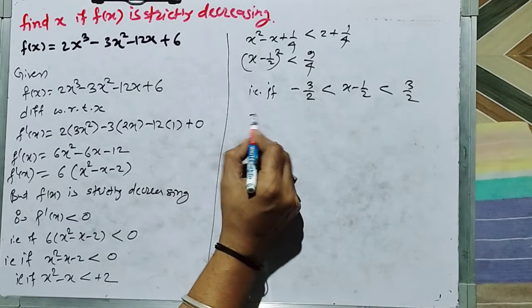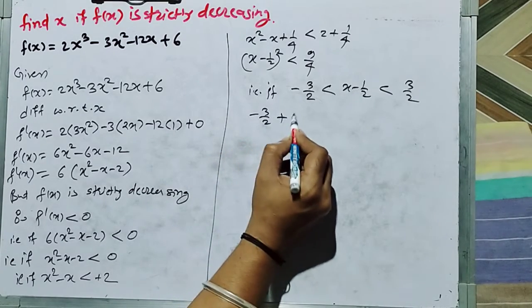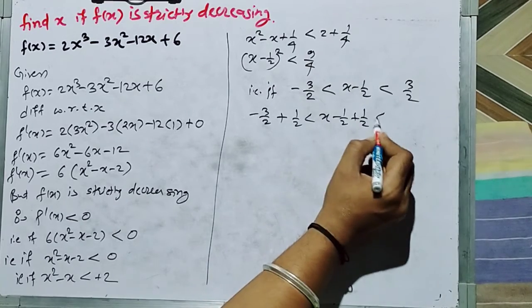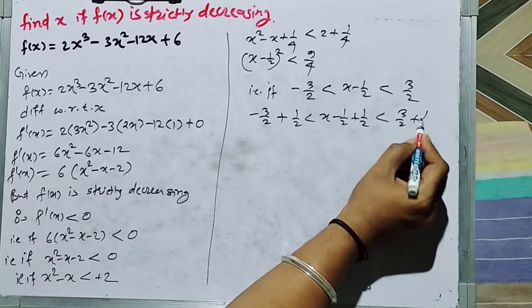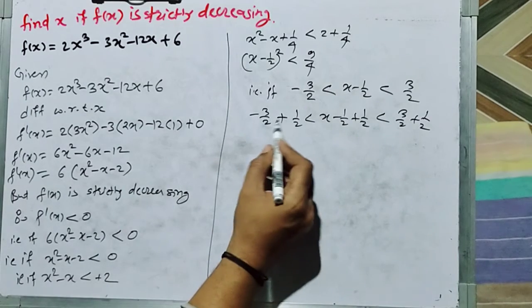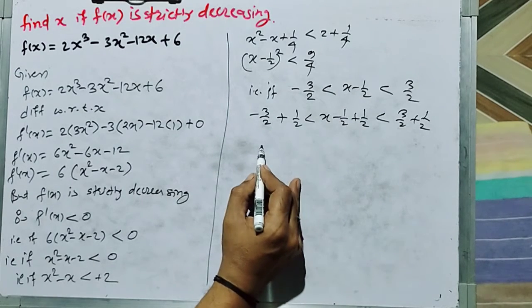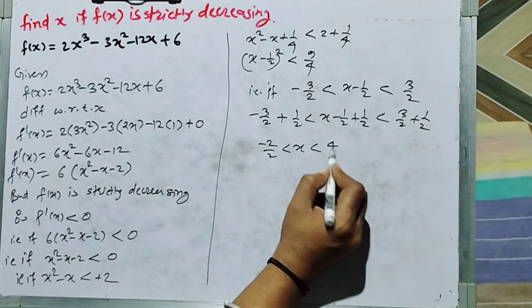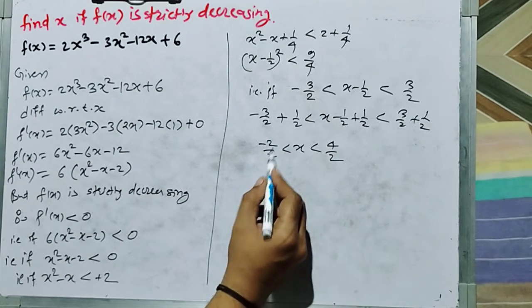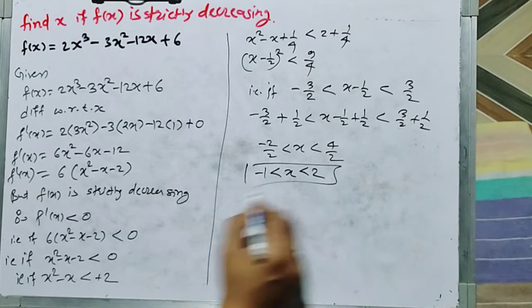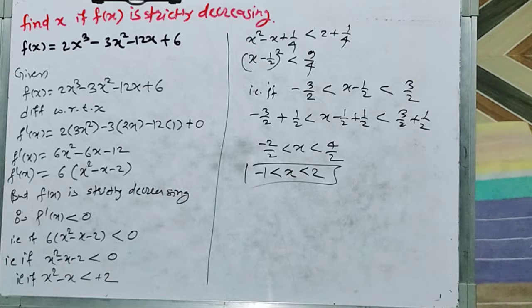So that is minus of 3 by 2 plus 1 by 2 is less than x minus of 1 by 2 plus 1 by 2 is less than 3 by 2 plus 1 by 2. It means we are adding 1 by 2 to this equation. So this one is nothing but minus of 2 divided by 2 is less than x is less than 4 divided by 2. It means here minus of 1 is less than x is less than 2 is the required solution.